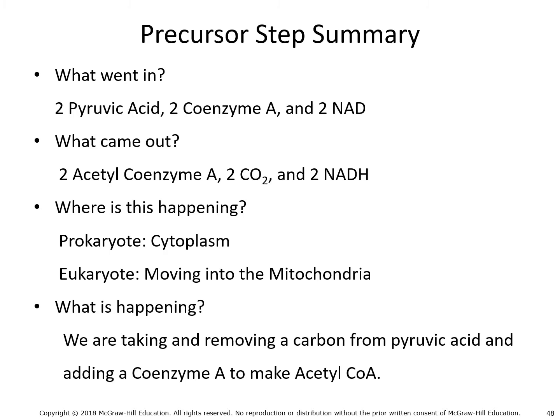Where is this going to happen? Well, in prokaryotes, it's going to happen in the cytoplasm, but in eukaryotes, this is in transition into the mitochondria. And then what is happening? Well, the simplest way to put it is we're removing a carbon from pyruvic acid and adding a coenzyme A to make the acetyl-CoA, which goes into the Krebs cycle.